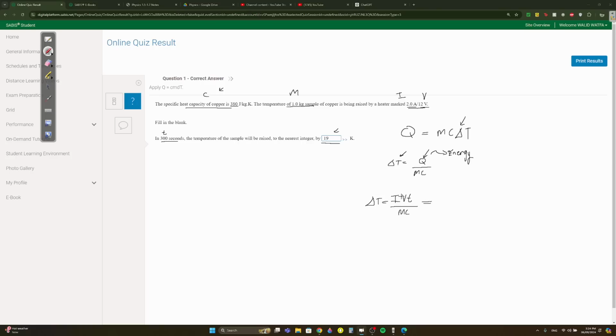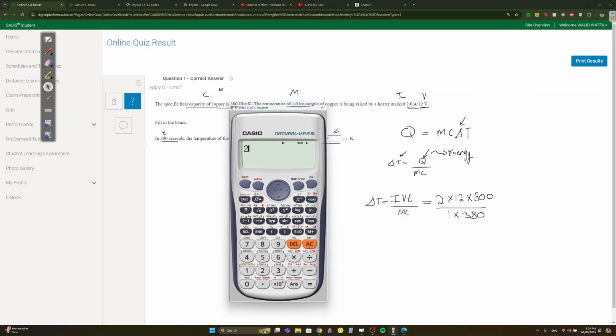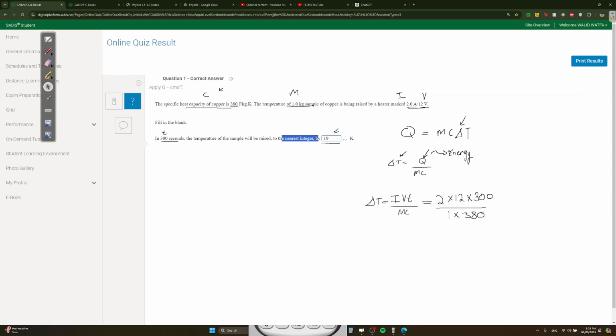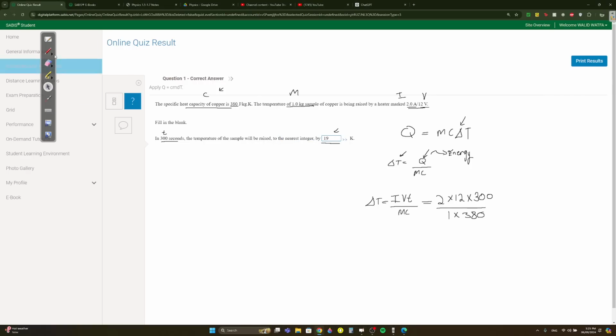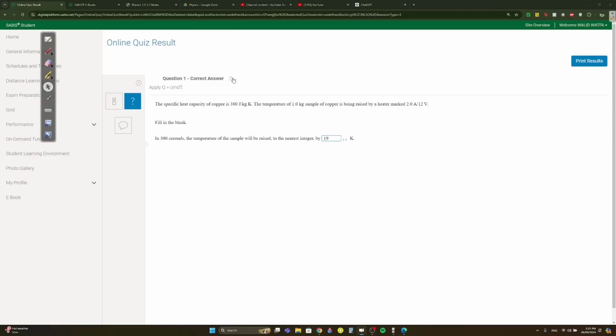Okay. Now, I is 2 amperes. V is 12 volts. Time is 300 seconds. The mass is 1. The C is 380. Can we find delta T? Yes, we can. Let's just put it on a calculator very fast. 2 times 12 times 300 divided by 380. You're going to get 18.9. I think they said to the nearest integer. Yeah, to the nearest integer it will be 19. Kelvin, Celsius, it doesn't matter. They're asking how much it will be raised by, so they're asking for delta T. So the unit doesn't matter. Remember, delta T in Celsius and Kelvin is the same.